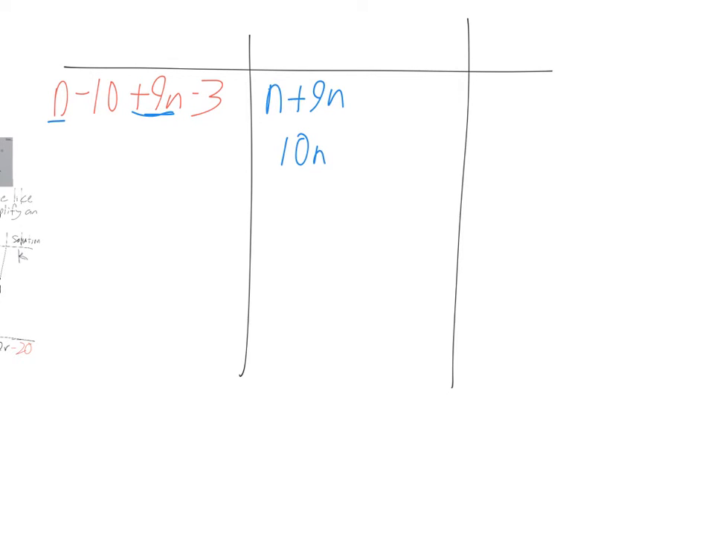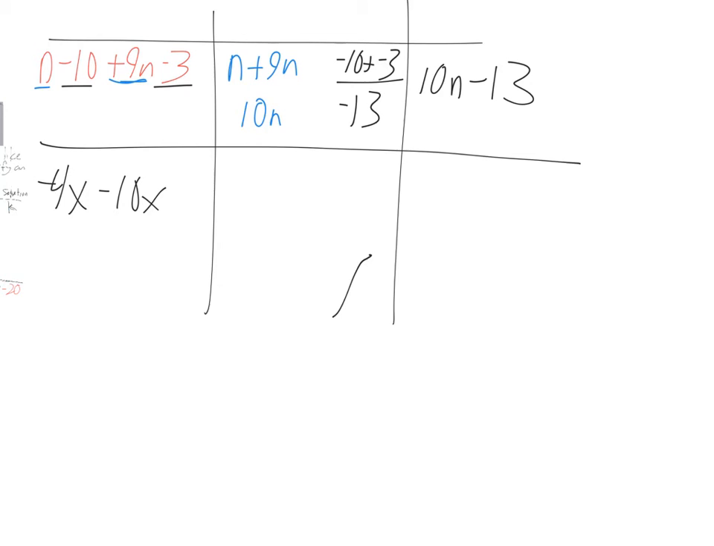And then I look at my other terms, and I have minus 10 and minus 3. So it's like a negative 10 and a negative 3, and then I would combine those together, which is negative and negative, so it's going to be negative 13. I would finally go and rewrite this. I've combined all the like terms. I go 10n minus 13, and that's how I would rewrite that expression, combining my like terms.